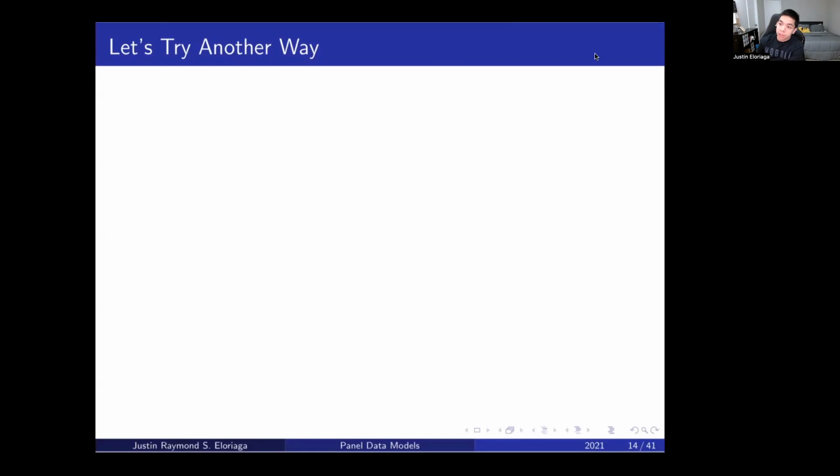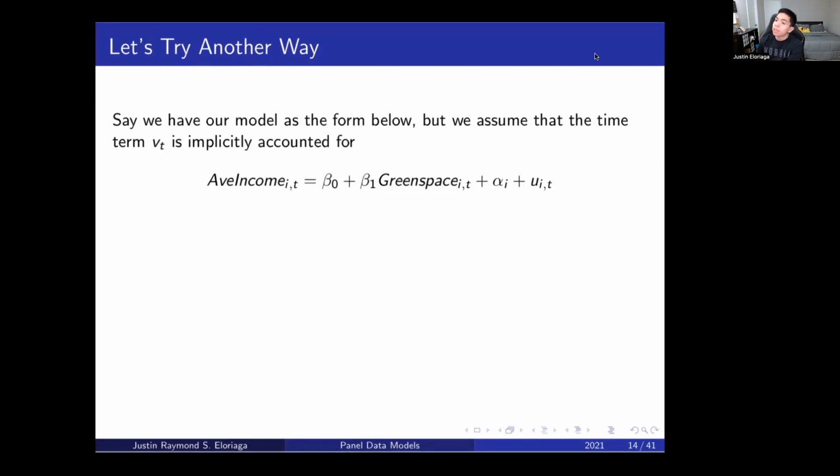In this particular video, what we're going to discuss is the fixed effects model. In the past video, we said that one way for us to eliminate the unobserved heterogeneity is through the first differences transformation, through the first differences model. But in this video, we'll go through a different way to try to eliminate that alpha I term. This one is a little bit more popular than the first.